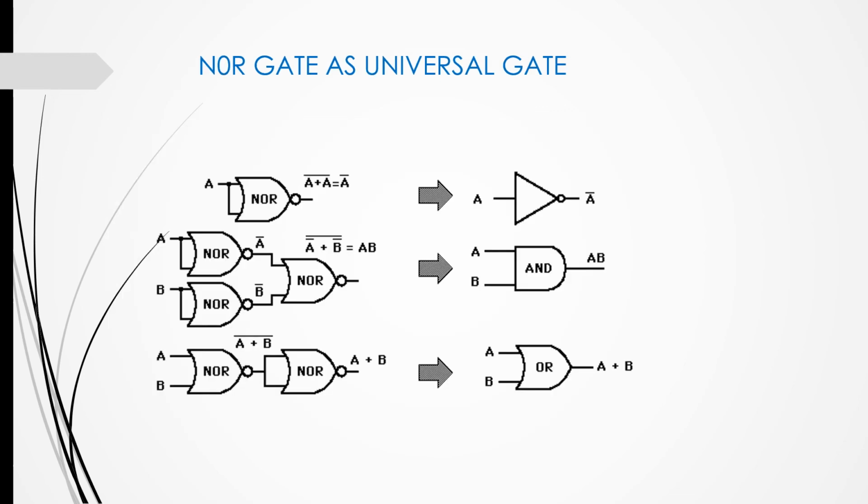Now you can see how NOR gate is used as a universal gate. This is the equivalent circuit of NOT gate. So NOR gate is converted here into NOT gate and you will get output Y is equal to A bar. This is the equivalent circuit of AND gate and here you will get output Y is equal to A into B. This is the equivalent circuit of OR gate. So this is how NOR gate is used as OR gate and here you will get output Y is equal to A plus B.